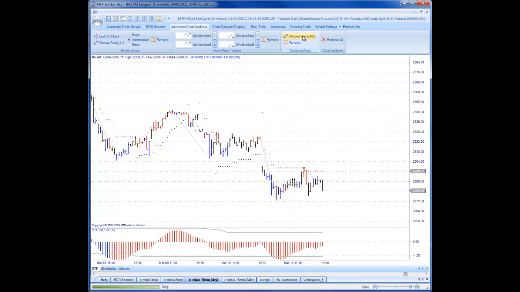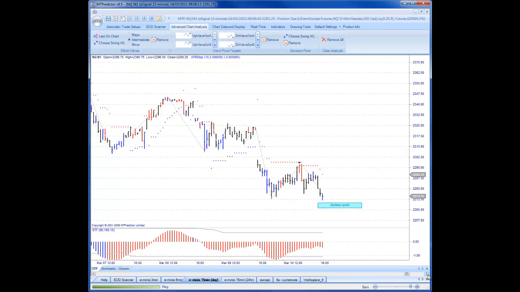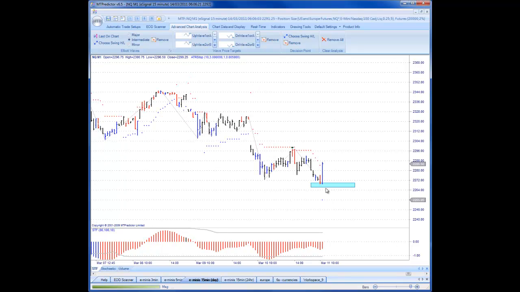We click on the decision point, click on the prior pivot low, which is this one here, and instantly we get a support zone on the chart in advance. This would have been on the chart before the market even opened on Friday. We then go forward. We see that the market actually dips down into here.